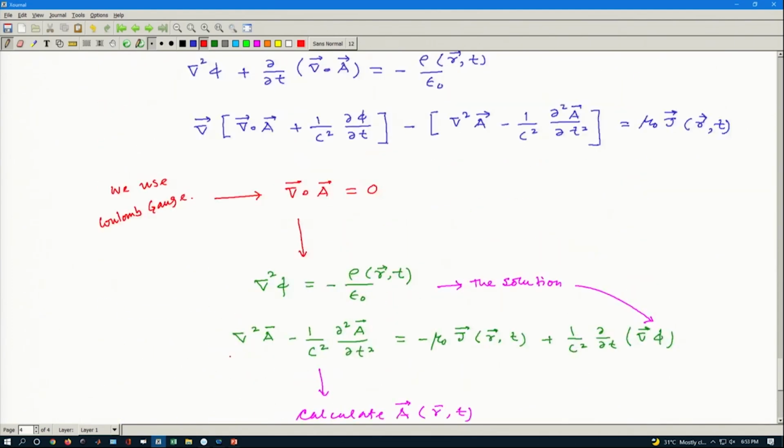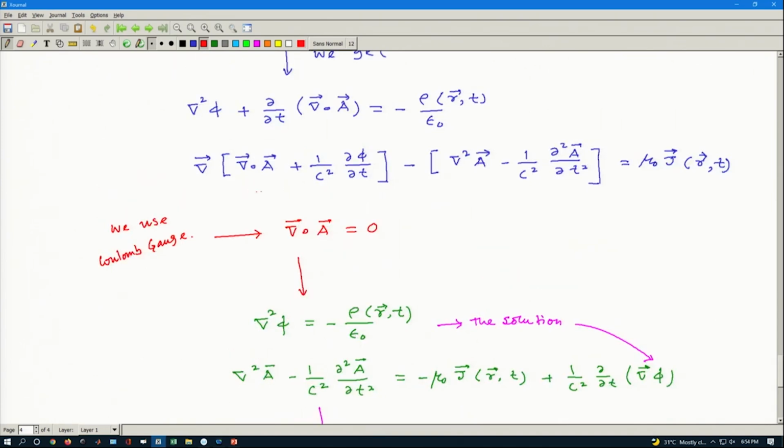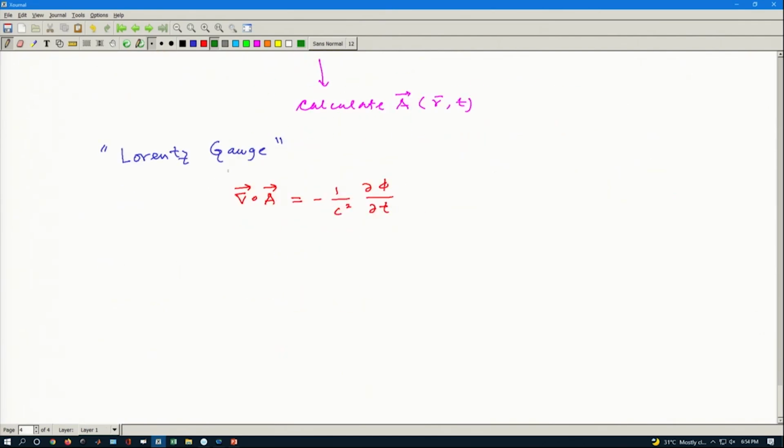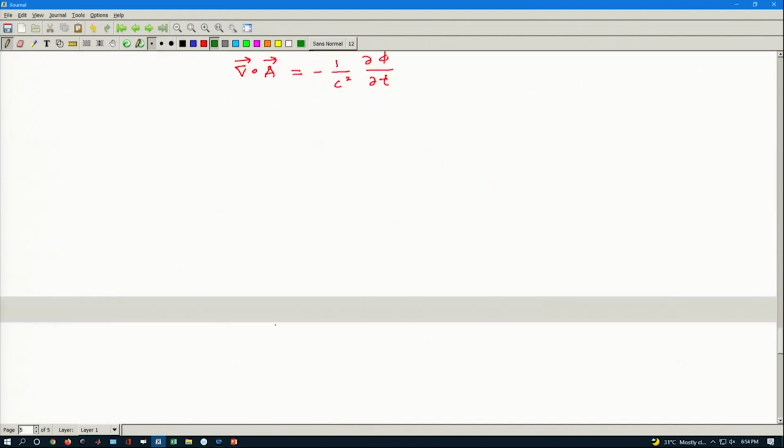Why do we take this? Because if you look carefully, we have a disturbing term here. If this term is somehow 0, then my second equation will be much simpler. So, in the Lorentz gauge, we take A and phi in such a way, because we have the liberty to choose A and phi, that this condition is satisfied. If that is the case, then what do we get out of that?